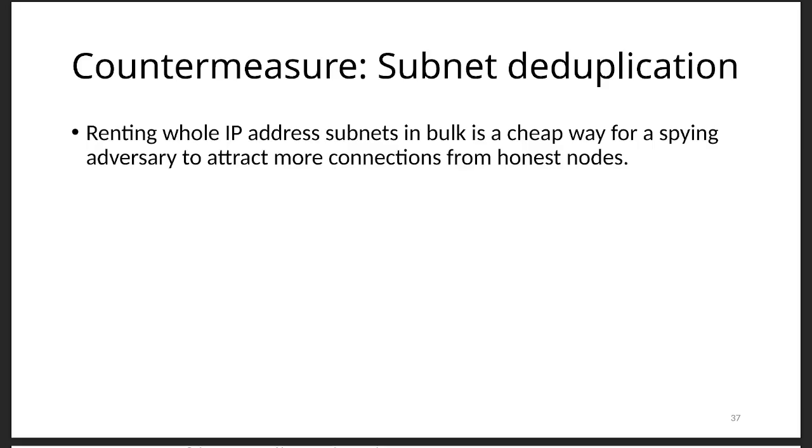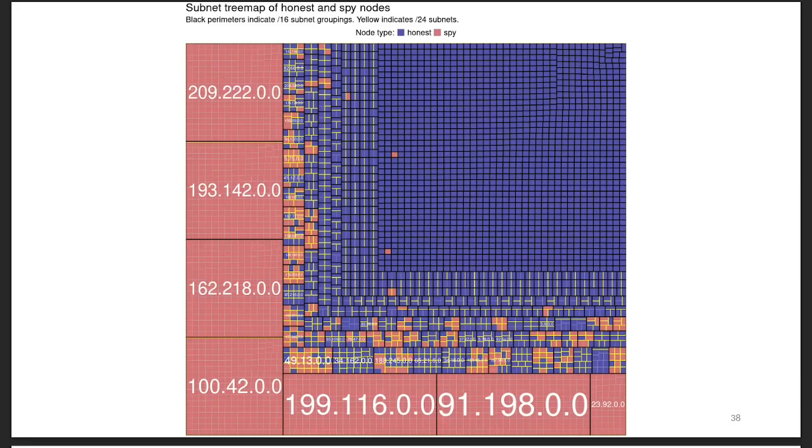Renting whole IP address subnets in bulk is a cheap way for a spying adversary to attract more connections from honest nodes. Here is a visualization of honest reachable nodes, spy nodes, and their subnets. Honest nodes are in blue. Spy nodes are red. Nodes that are all in the same subnet are outlined in black boxes with white IP address labels. Spy nodes make up a large share of the available peer nodes. They also tend to be grouped into just a few subnets.